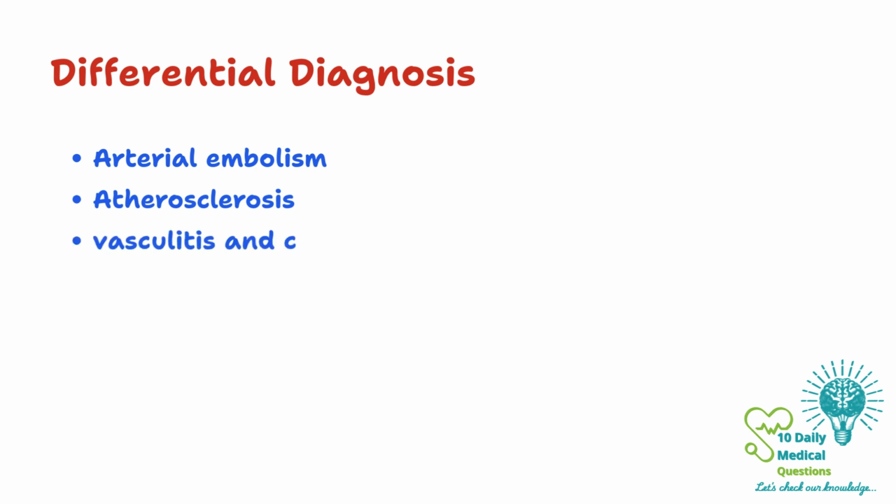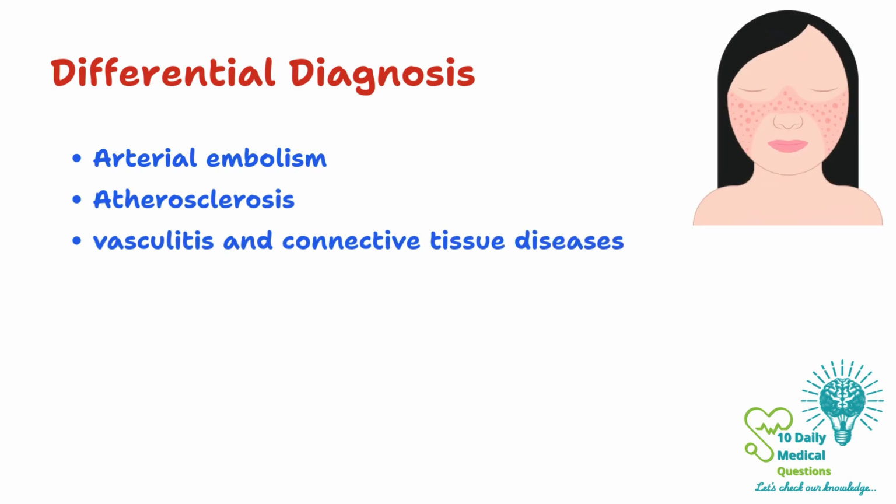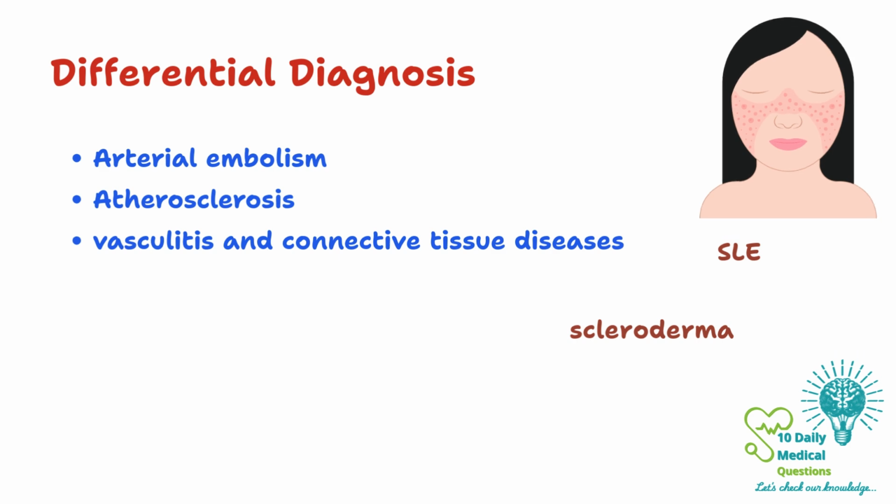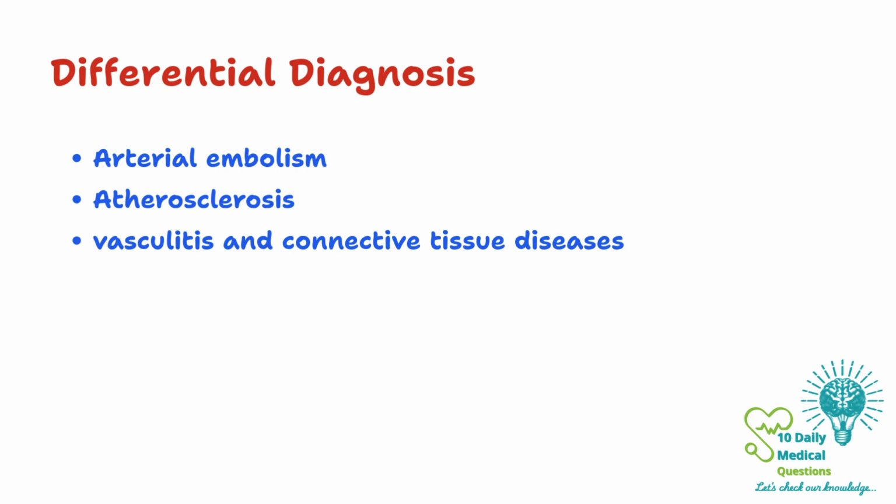Additionally, vasculitis and connective tissue diseases such as systemic lupus erythematosus or scleroderma should be ruled out through autoimmune panel testing, especially if systemic symptoms are present. These steps are essential to confirm the diagnosis of Buerger's disease and to avoid mismanagement of other serious vascular conditions.